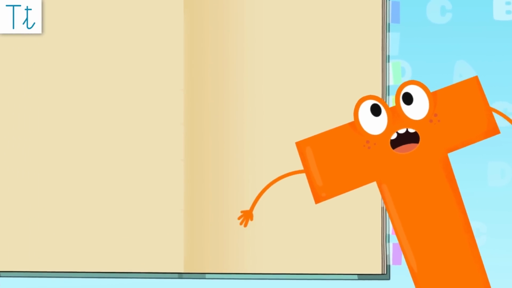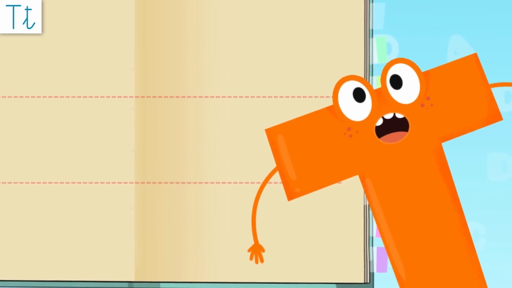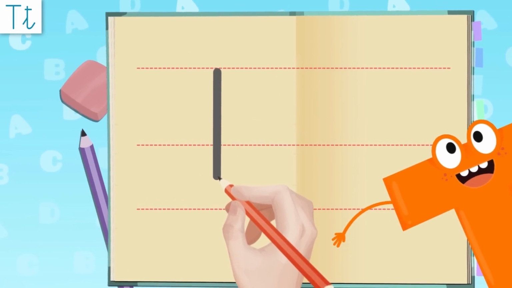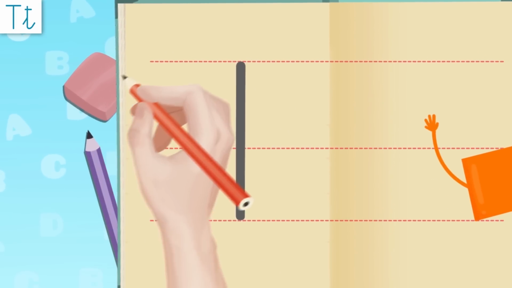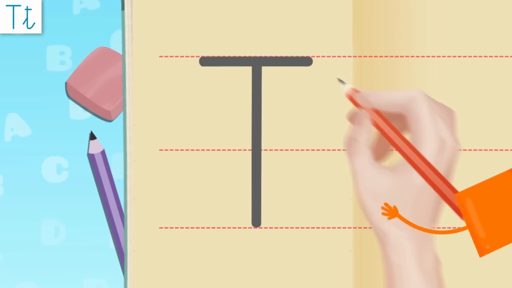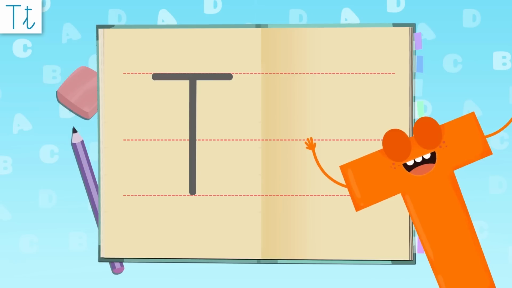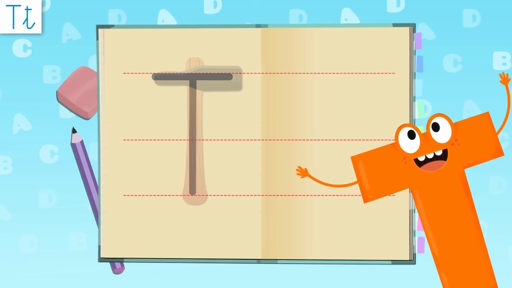Me. Let's start with the capital letter. It's easy. We start up here and draw a line down. And now right over here, we draw another line across. Terrific! Easy, right? I look like a hammer.